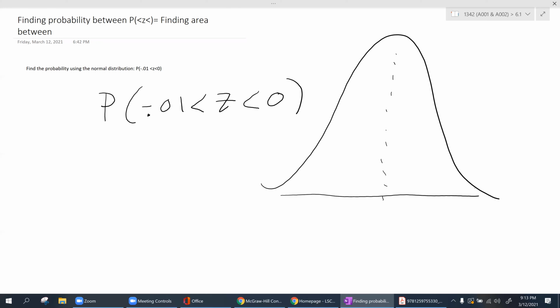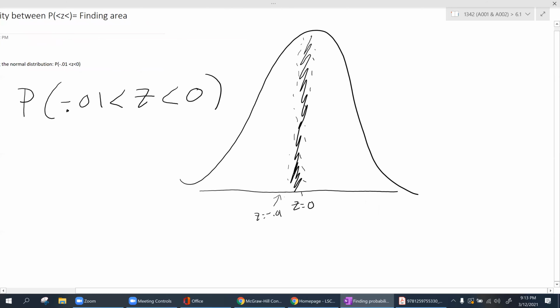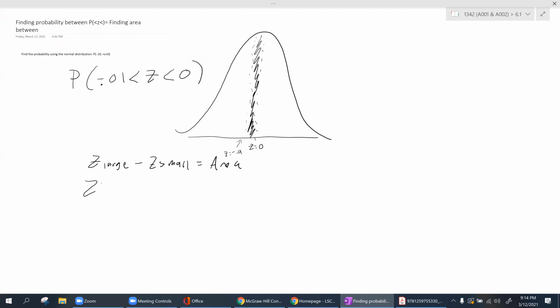Again, I would highly recommend you draw this. This is z equals 0, and negative 0.01 is just slightly to the left. So that is z equals negative 0.01. To find the area between two z values, it's z large minus z small, and that gives me the area. This is the same thing as z large minus z small being equal to that probability.